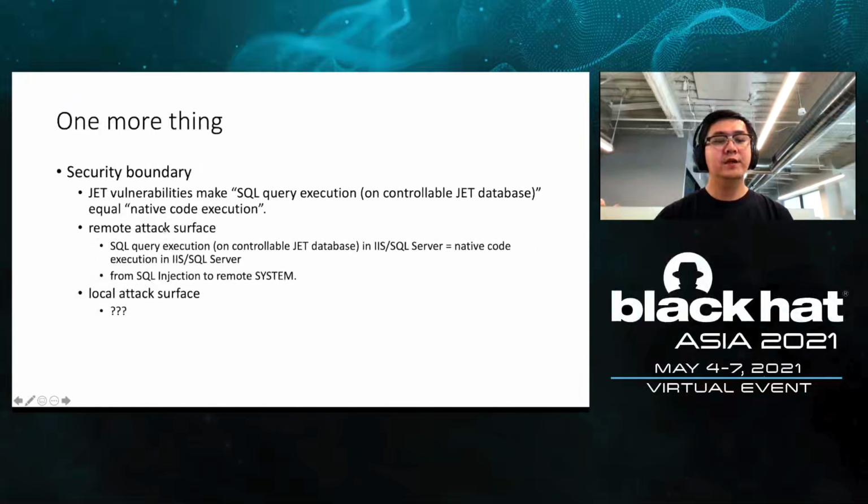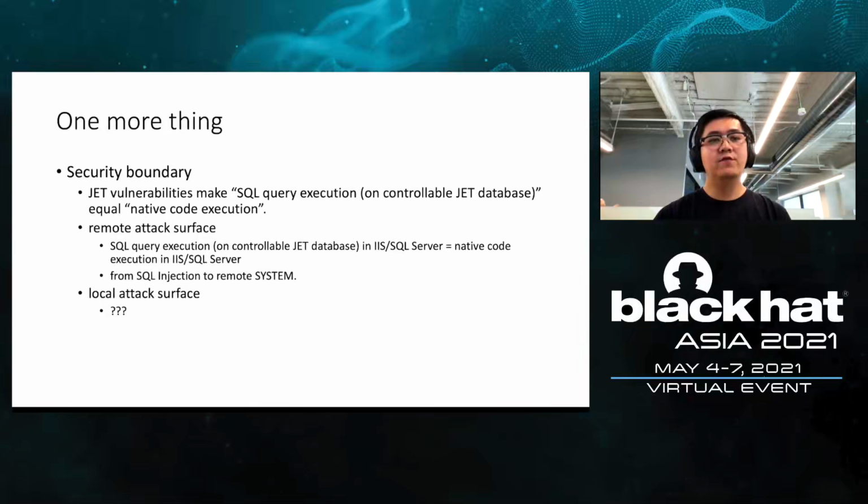There's one more thing. We want to discuss the security boundary. When you report a vulnerability to Microsoft, they will ask you how and what security boundary it breaks. We reported a lot of JET database vulnerabilities to Microsoft in the past several months. Sometimes Microsoft replies that it does not break the security boundary, and either closes the case or keeps the cases pending.